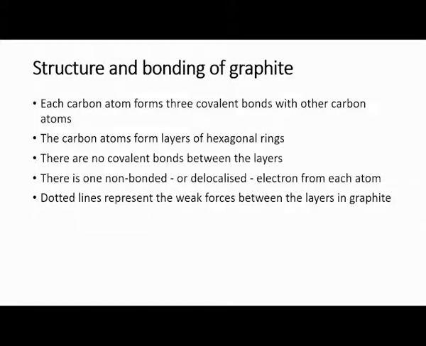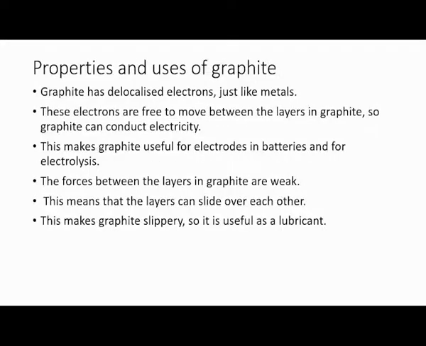The carbon atoms form layers of hexagonal rings, and these layers are held together by weak forces between the layers. These weak forces allow the layers to slide over each other. That's what makes the layers of graphite slide, and therefore graphite is soft and slippery. Therefore it can be used as a lubricant. It's also used in pencil leads. Because graphite conducts electricity, it is used in electrodes in batteries and for electrolysis.